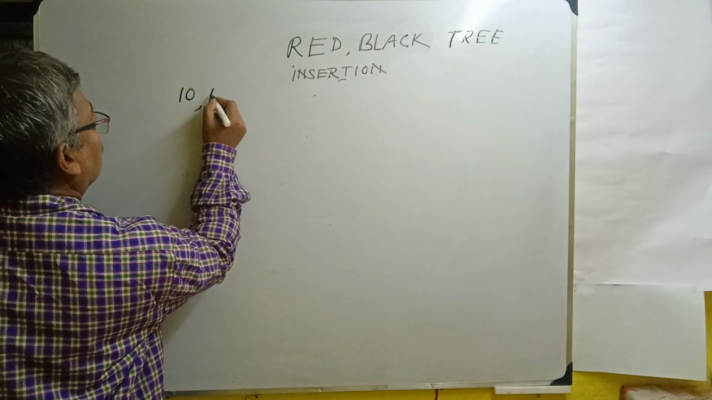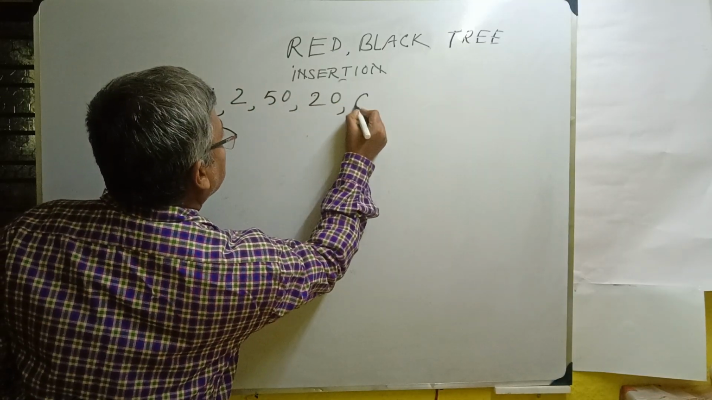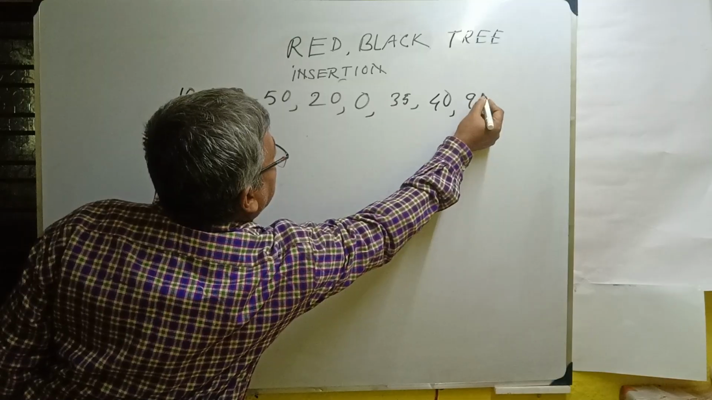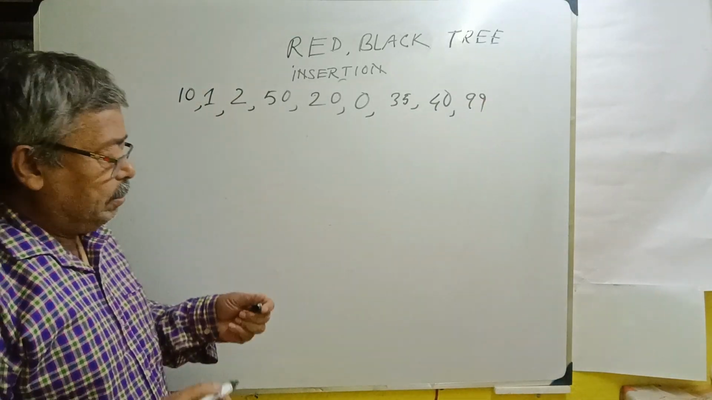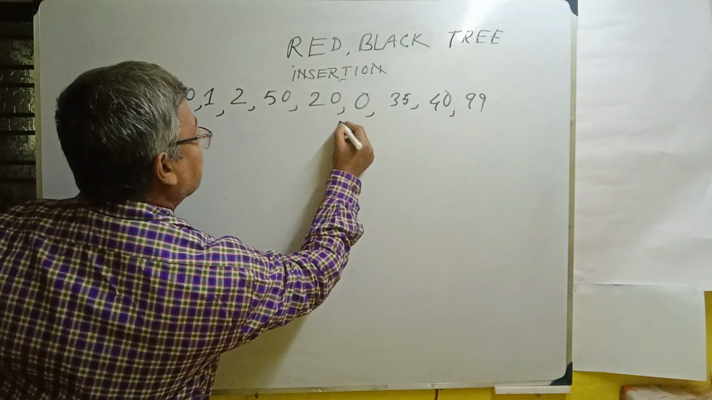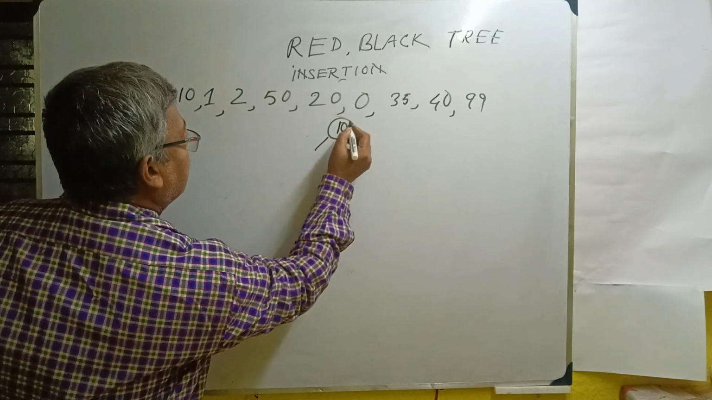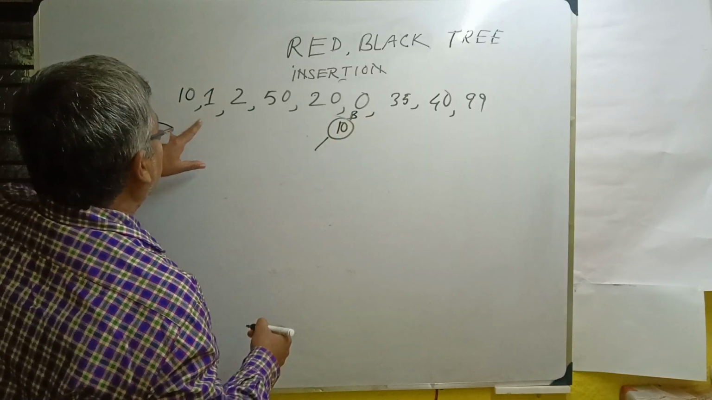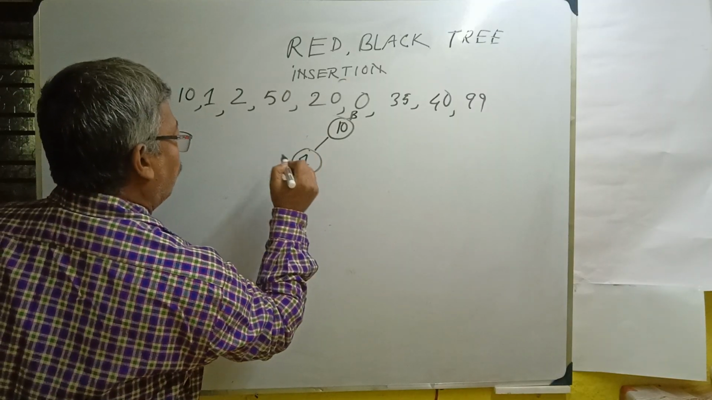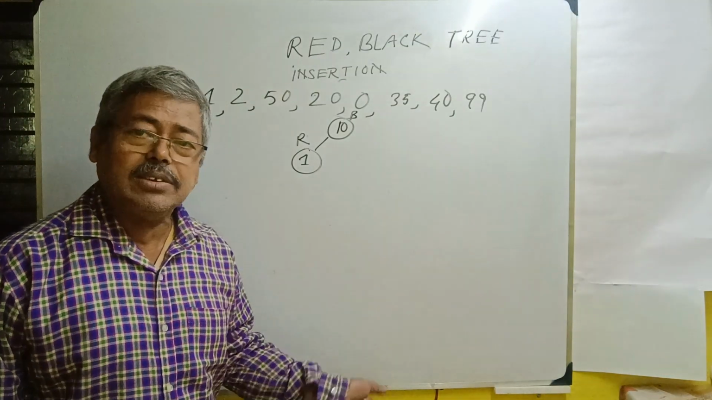Suppose the nodes are 10, 1, 2, 50, 20, 0, 35, 40, and 99. Suppose the values of the nodes are such, and we have to insert them one by one. I am inserting the first node, 10. The root node will always be black. Next, 1 is the left child of 10, and the color will be red. The color of an inserted node is always red.